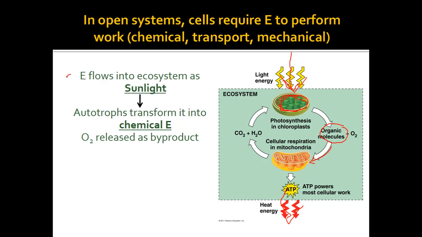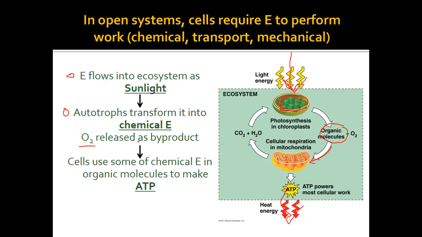Like I said, energy flows in as sunlight. Energy gets transformed into chemical energy. Oxygen is released as a byproduct. This is for plants. Then cells are going to use some of this chemical energy to make ATP. This is kind of like trading currency. It starts off with money in one form and turns it into a different form.